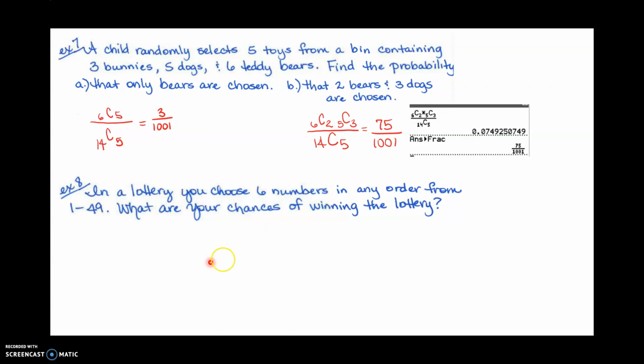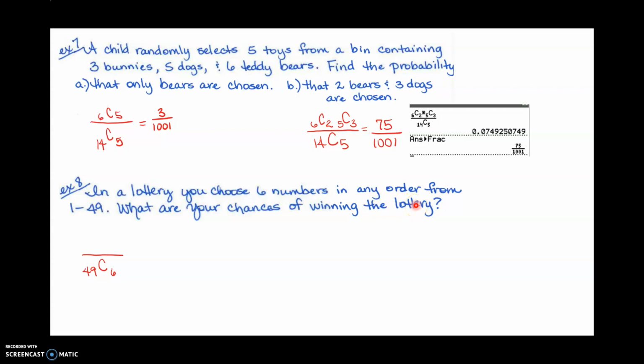All right, and then our last one, it says in a lottery, you choose 6 numbers in any order from 1 to 49. What are your chances of winning the lottery? Okay, so how many numbers do you have to choose from? We have 49, right? And how many are we choosing? 6.